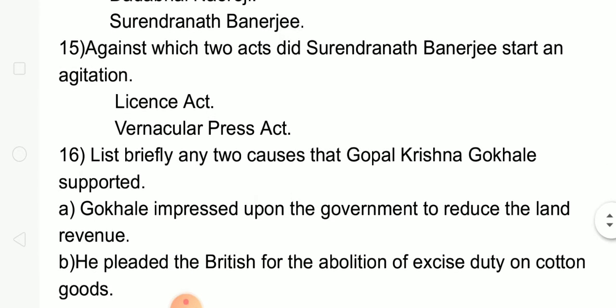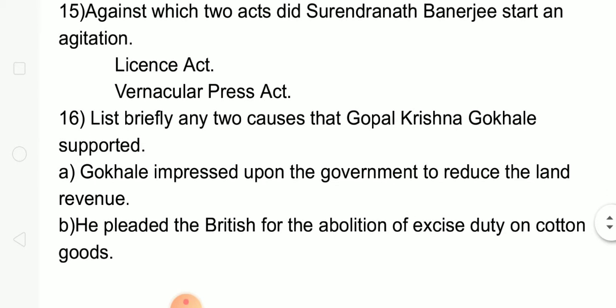16th question. List briefly any causes that Gopal Krishna Gokhale supported. First point, Gokhale impressed upon the government to reduce the land revenue. Second, he pleaded the British for the abolition of excise duty on cotton goods.